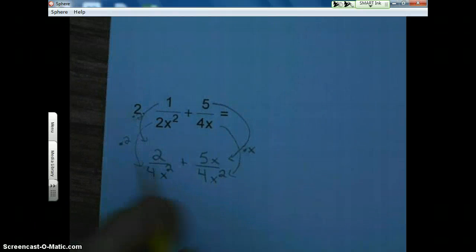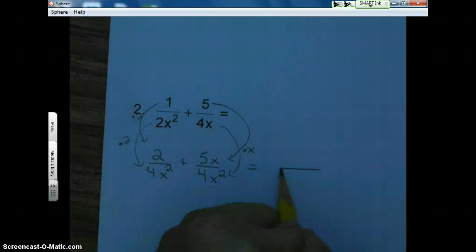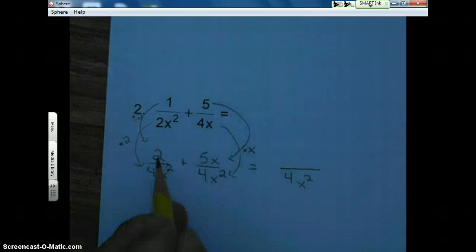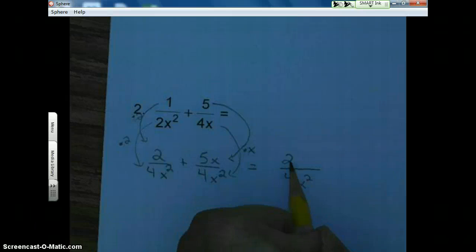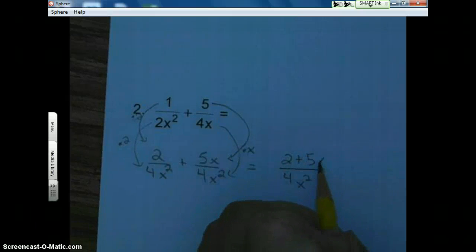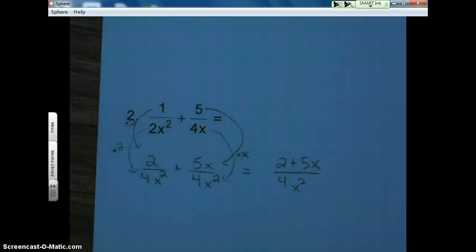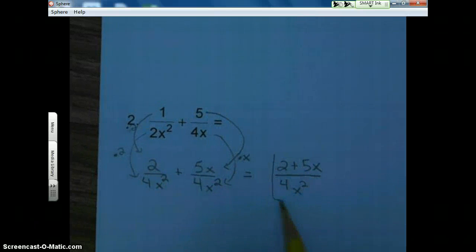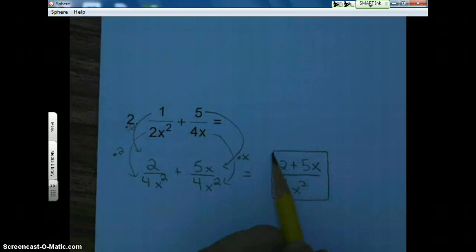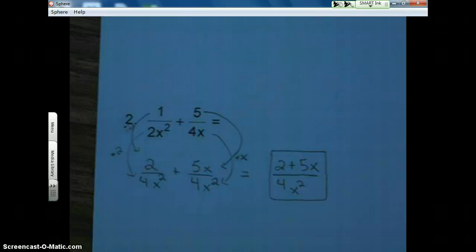Okay, now that we have a common denominator, we can go ahead and add them. So the denominator stays the same. Adding the top, 2 plus 5x, they're not like terms, so they stay separate, but in a group. And we're done. We should be looking to see if we can simplify, but we can't.